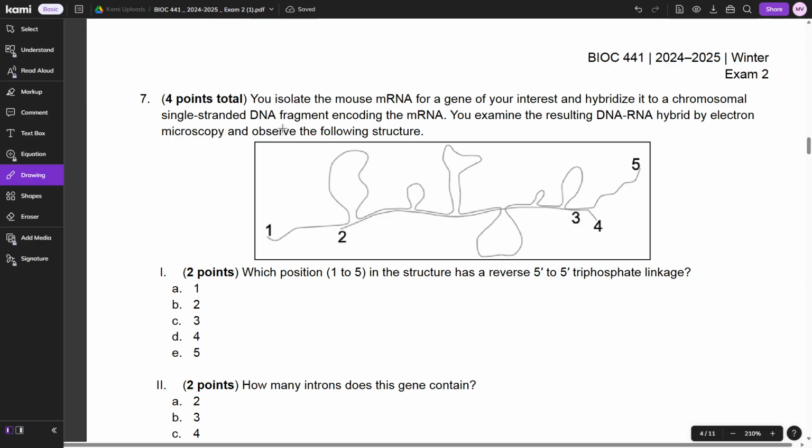Are you able to understand what's going on in these? Yeah, that is the introns. Okay, cool. And you can recognize where the poly A tail is and the 5' cap. Obviously. Yeah.